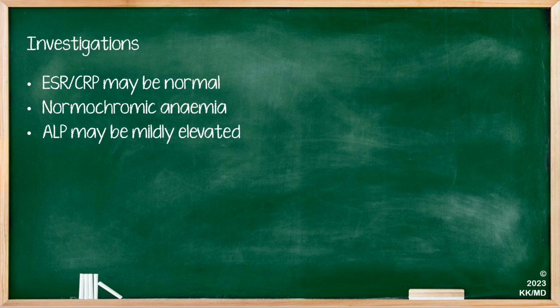Axial spondyloarthritis may be associated with a normal ESR and CRP, and there may be the evidence of an anemia of chronic disease, so a normochromic anemia. ALP may also be mildly elevated.